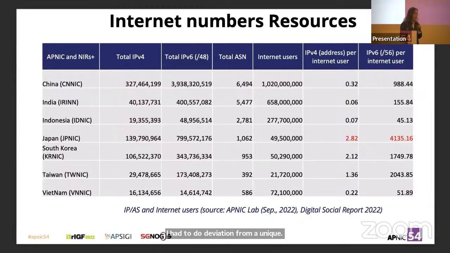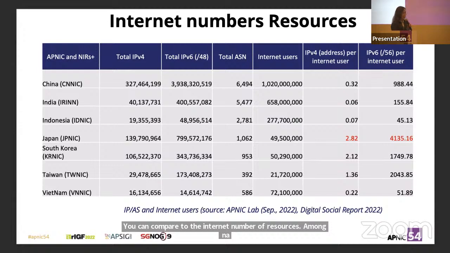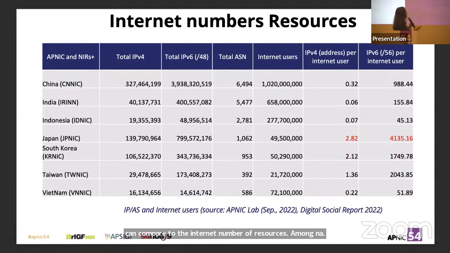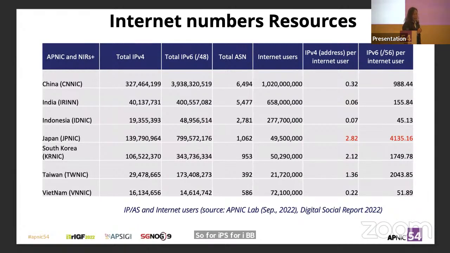You can compare the internet number resources among NIRs, as you can see in the slide. We compare between the NIRs and also compare to the internet users. For IPv6 and IPv4, you compare to internet users. The highest IPv4 per internet user is in Japan, among NIRs, and the lowest is India. However, I believe that you have a good delegation. However, I believe that you have a higher number of internet users in India.